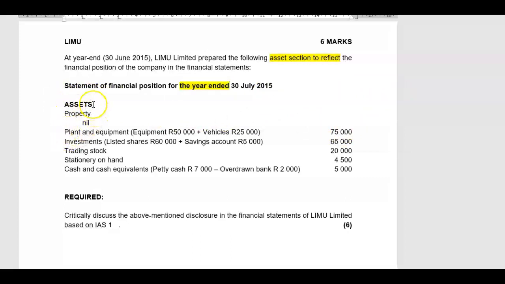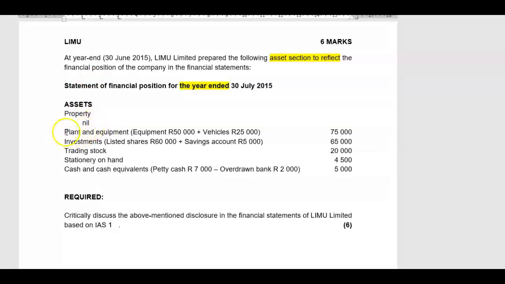Assets. Now, assets we know have to be distinguished between non-current assets and current assets. There's no such distinction. Under non-current assets, we should have disclosed property, plant, and equipment. If an item has a 0 balance, you need not disclose that. It is only if an item has a balance that that item will appear in the statement of financial position or the statement of profit or loss for that matter.